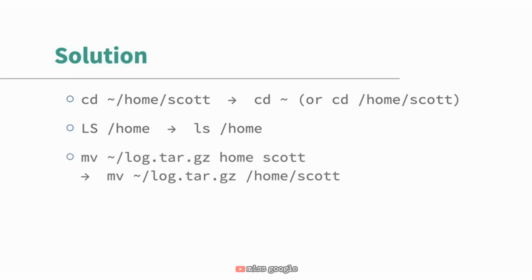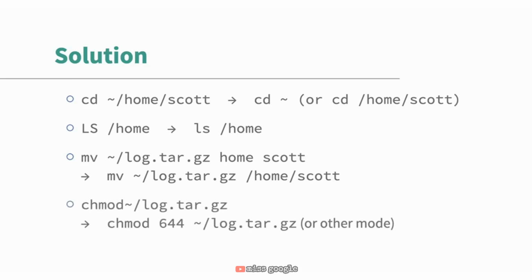The third question, mv :/log.tar.gz space home space scot, is incorrect because the move command only takes 2 arguments. In this case, we're providing 3. We would need to convert the second 2 arguments into what looks like a path. In this case, /home/scot. And the fourth question is missing an important component. It's missing the octal representation that we'd like to apply to the permissions of that file. So to fix it, we'd need to add that. Here I'm showing 644, but we could use another mode as well.